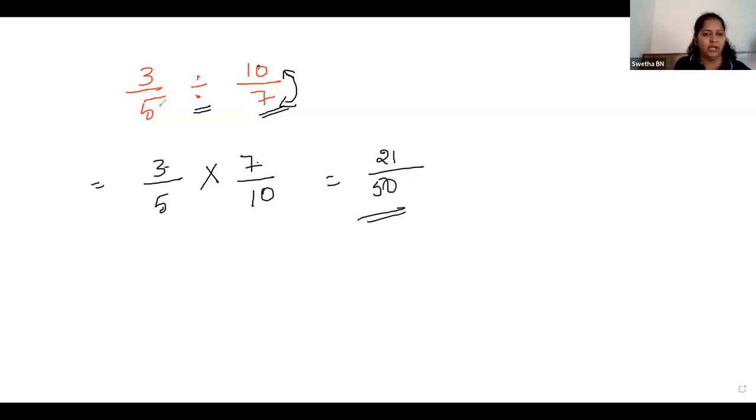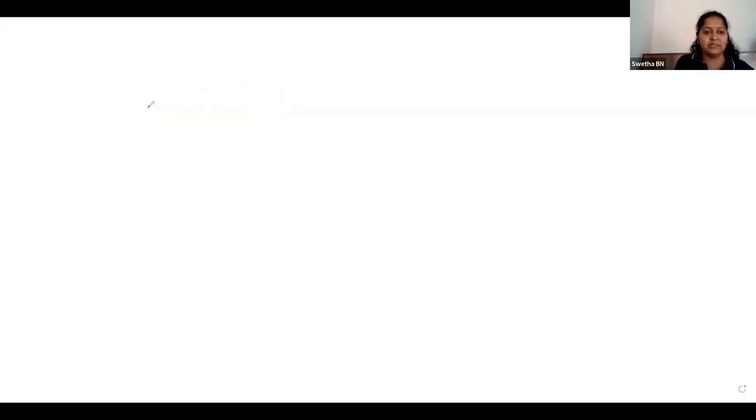And I have to teach one more concept in this. 2 by 3 plus 1 by 6. See, in the previous example, I gave the denominators the same. Denominators were same. So we directly added the numerators.